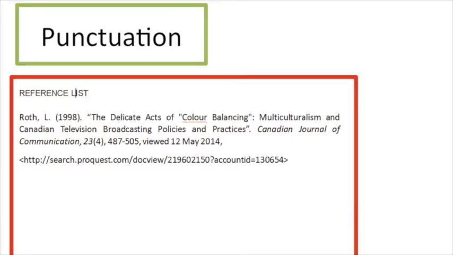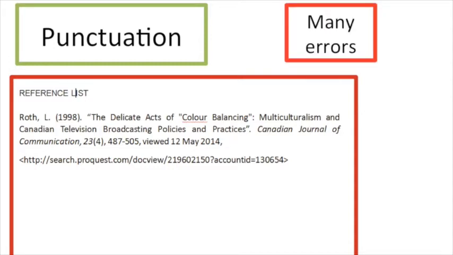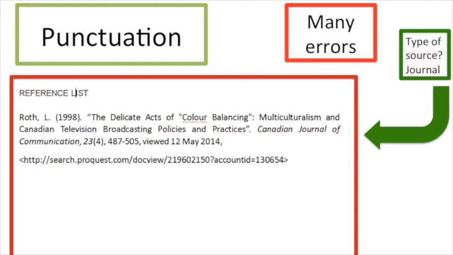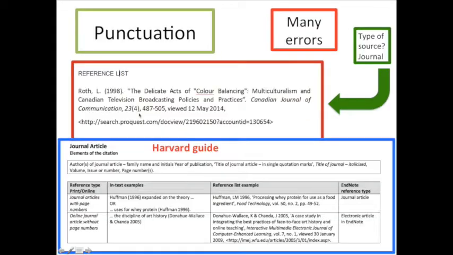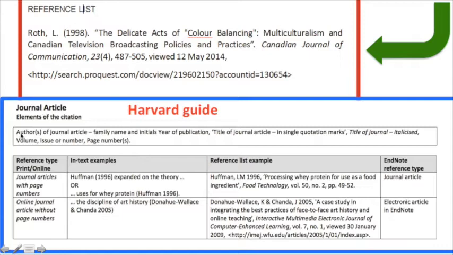Punctuation. Look at the punctuation of this reference. There are many errors. Well, what are they? Firstly, you need to know what type of source it is. Now, I know because of the title here, the journal, and the volume and the issue number that it's a journal. So I look in my Harvard reference guide and I check to see the information that is required.